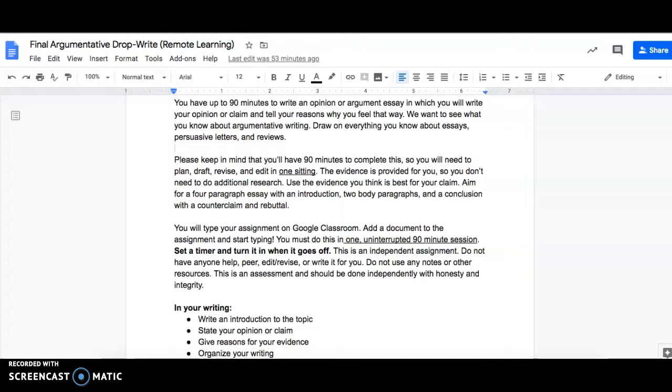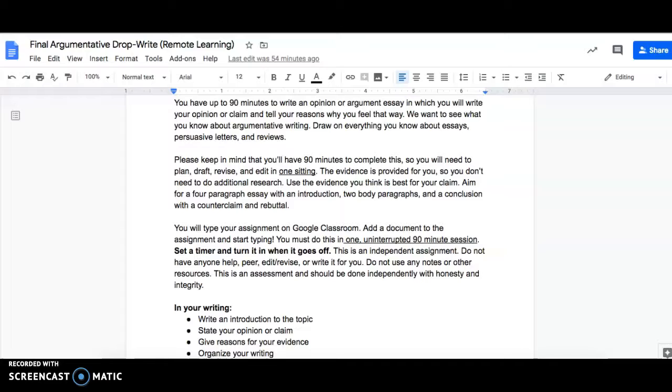Again, this is an independent assignment. It's kind of like an assessment. So do not have anyone help you with it. Do not work on this with a friend. Don't ask your parents to edit or revise it for you. Obviously, don't plagiarize anything. This is just your work.